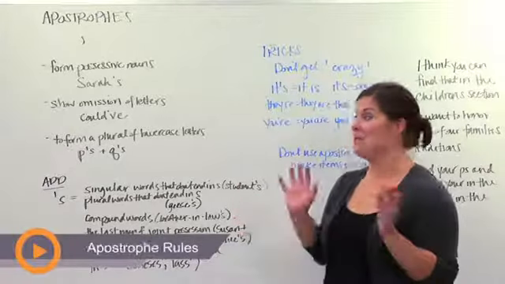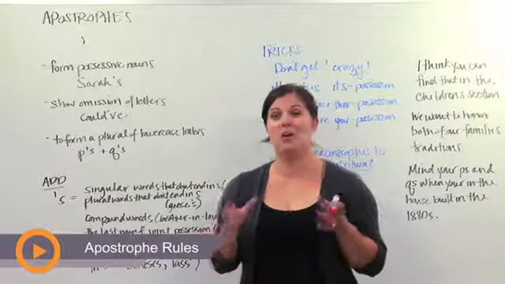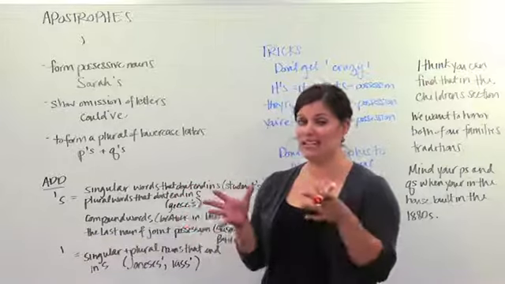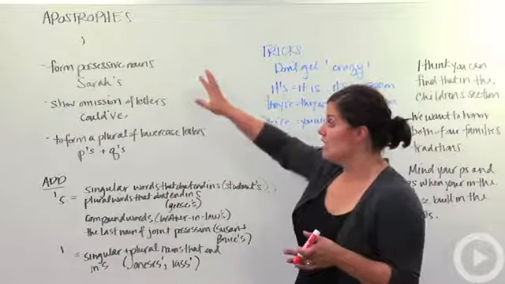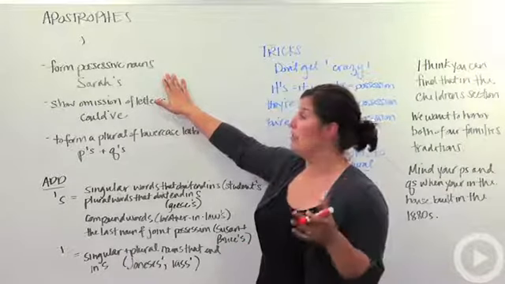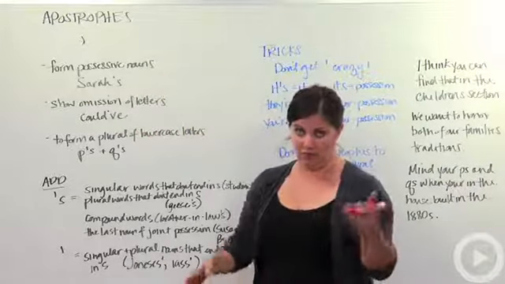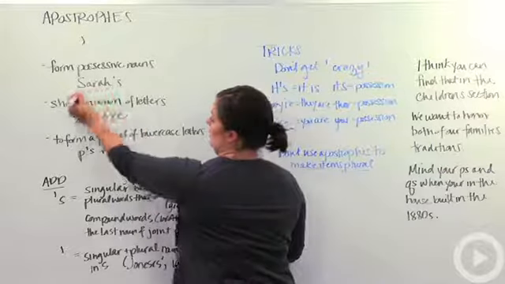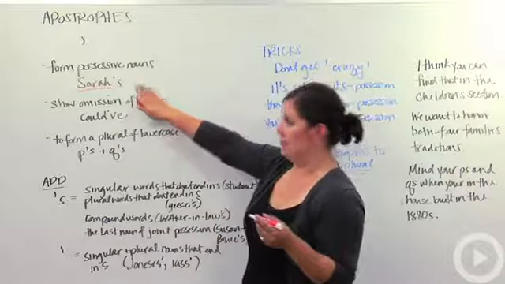So let's talk about apostrophes. Now, apostrophes are one of the simplest punctuation marks, but I think one of the trickiest to use. So let's talk about the three basic rules here. You use apostrophes first, and probably most often, to form possessive nouns. So if I've got the noun Sarah, I'm going to add an apostrophe S to make that possessive.